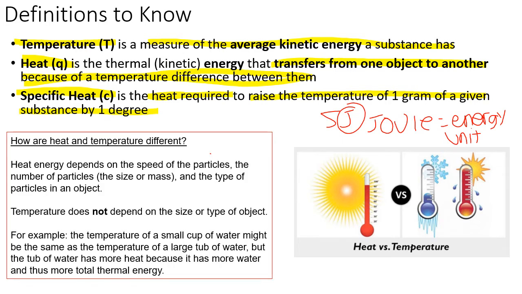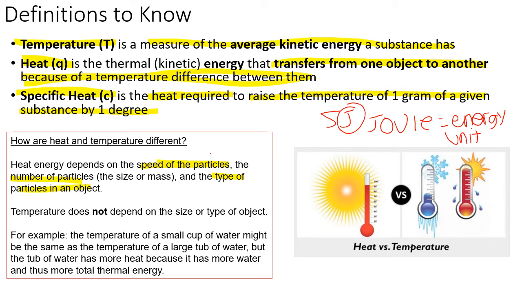And then how are heat and temperature different? A lot of people mix these up. It is really confusing what the difference between them is. So heat energy is what is actually transferred. Temperature is not transferred, and heat depends on speed of the particles, number of particles, and what type they are. Temperature doesn't depend on size, type, or anything.